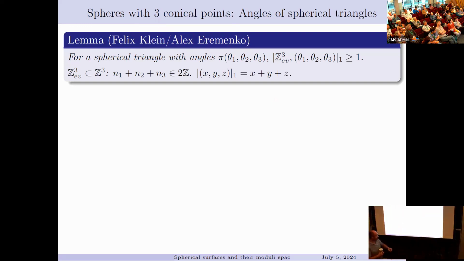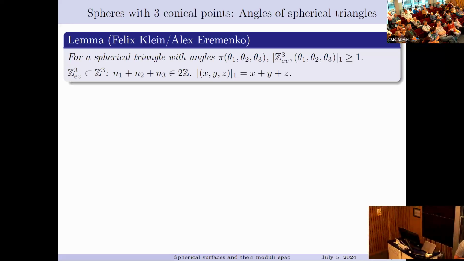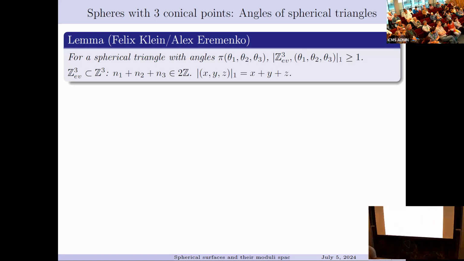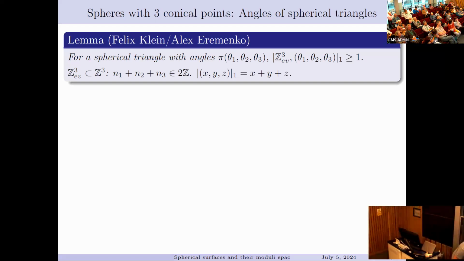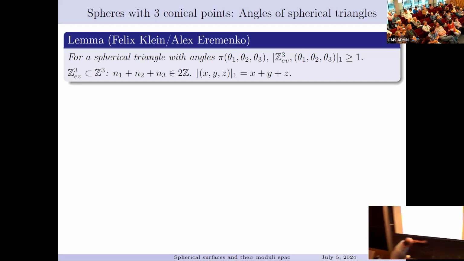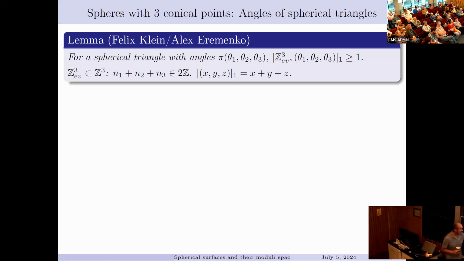So you take a two-dimensional sphere, yeah? And you take 3 points on the sphere, and you take a spherical triangle. And suppose it has angles pi theta 1, pi theta 2, pi theta 3. Okay? And so what can be said about these angles? In Euclidean geometry, remember the sum of 3 angles should be equal to pi. But what happens here? What answer do we get?